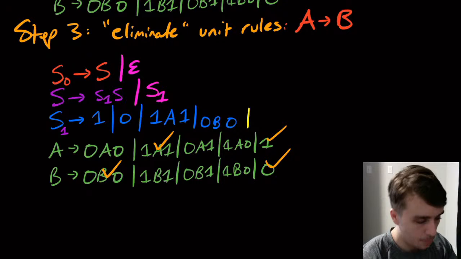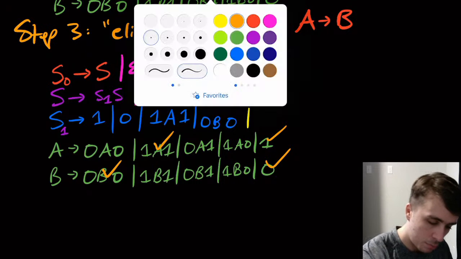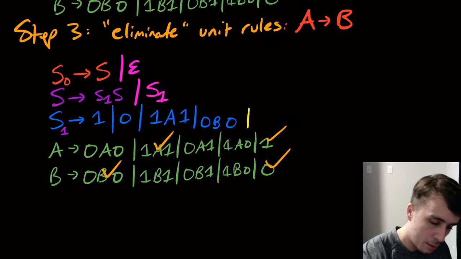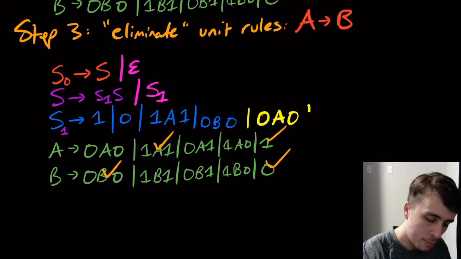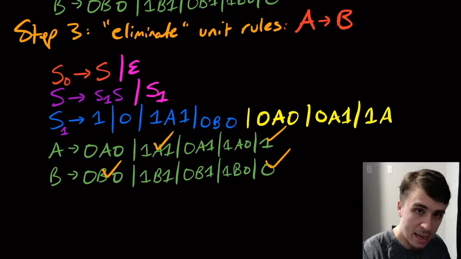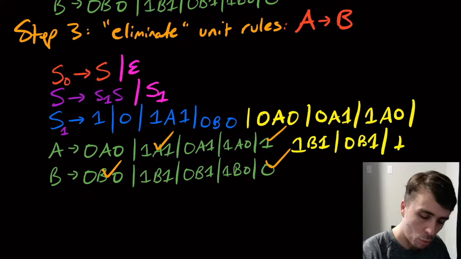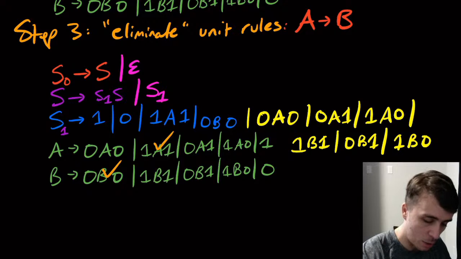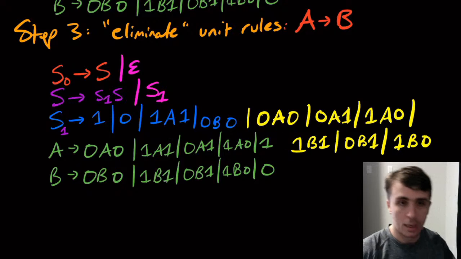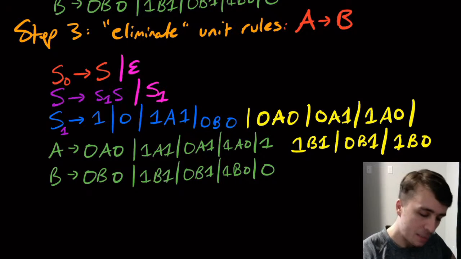Okay, what are we going to actually do here? We're going to have the 0A01. We're going to have the 0A11, 1A0, or 1B1, or 0B1, or 1B0. And then I can get rid of the check marks. Okay, so that was pretty easy.